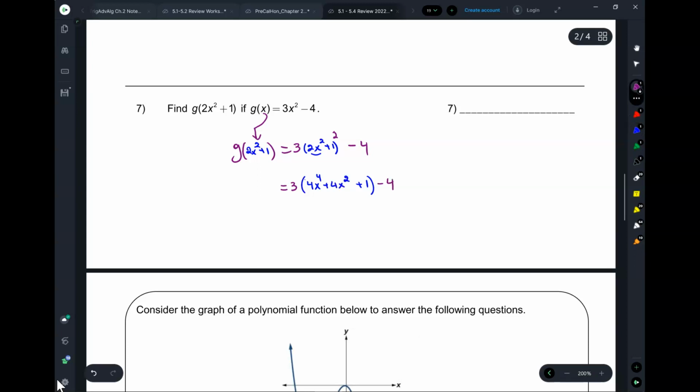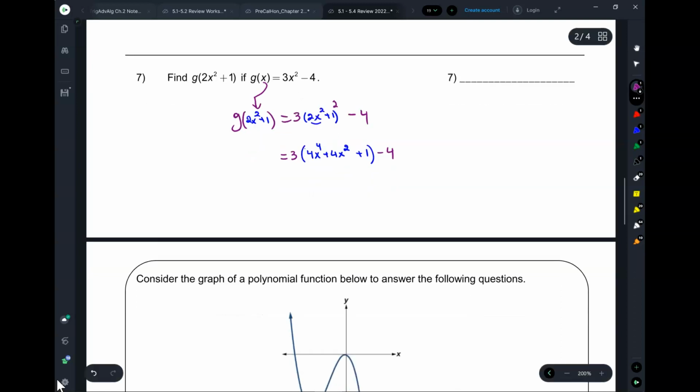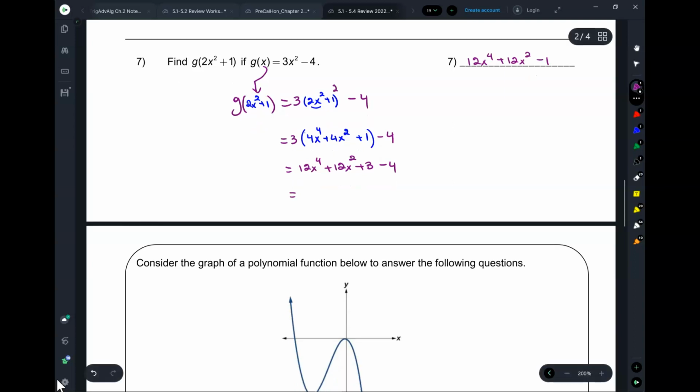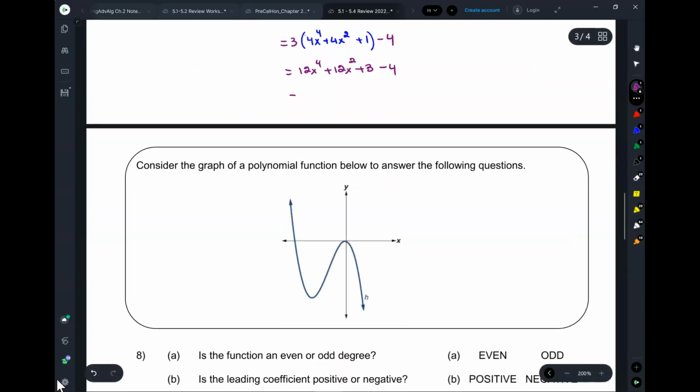So in Algebra 2 Honors, I really don't want to see you guys writing that twice and then foiling, right? Because we gotta be quick on our feet with this stuff, okay? That's my expectation. So this is gonna be 12x to the 4, 12x squared, plus 3 minus 4. So finally, I'll write it here, 12x to the 4, 12x squared minus 1. Okay? Cool. All right.